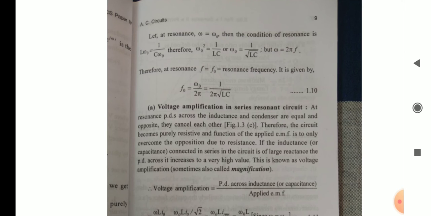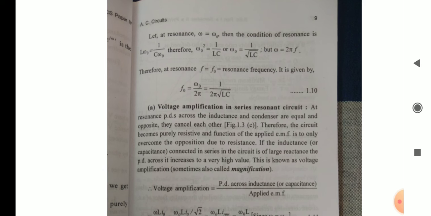Then at resonance omega is equal to omega 0. The condition of resonance is L omega 0 is equal to 1 by omega 0 C. Therefore, omega 0 square is equal to 1 by LC, or omega 0 is equal to 1 by the square root of LC. But omega is equal to 2 pi f. Therefore, at resonance f is equal to f0, the resonance frequency. It is given by f0 is equal to omega 0 divided by 2 pi, which is 1 by 2 pi square root of L into C.